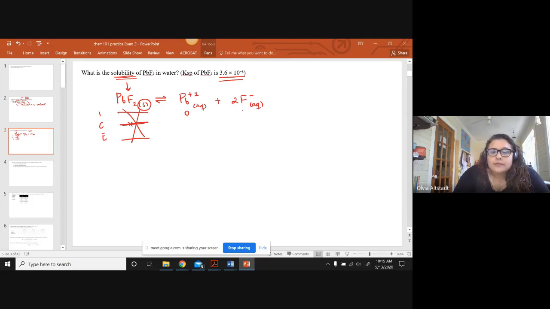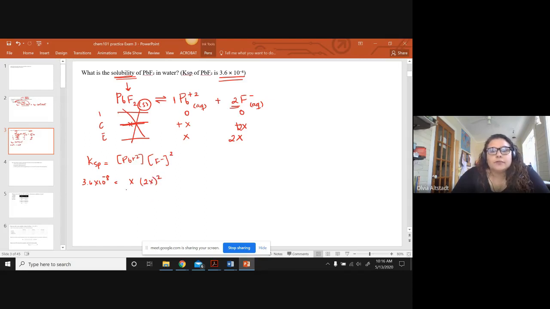Lead at the beginning is zero and the fluoride is zero. It appears as you add the lead fluoride by an amount. I don't know what that amount is, but I do know that fluoride appears twice as much because there are two of them. So that's 2x. When I write my KSP expression, it's the lead ion raised to the power of its coefficient, which is 1, times the fluoride ion raised to the power of its coefficient, which is 2. I have a KSP value of 3.6 times 10 to the negative 8. Lead is X, fluoride is 2X, squared.